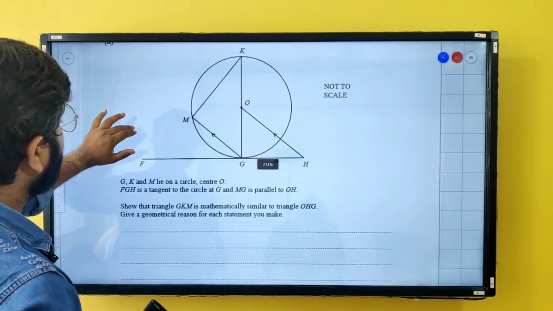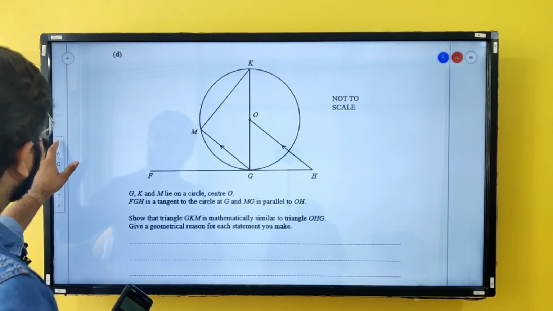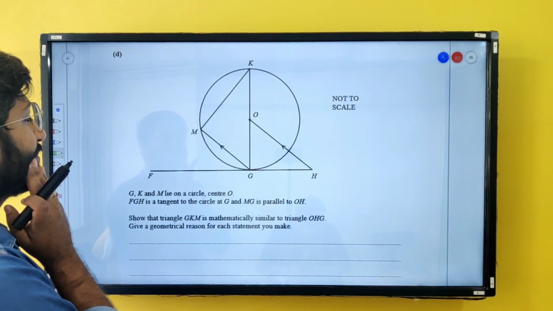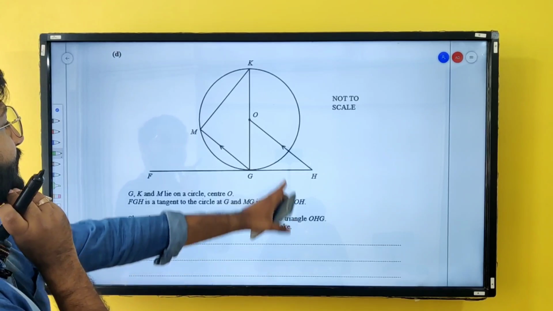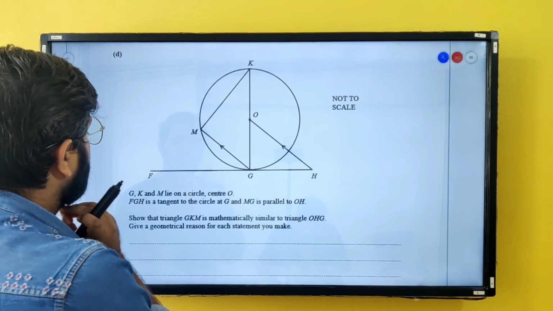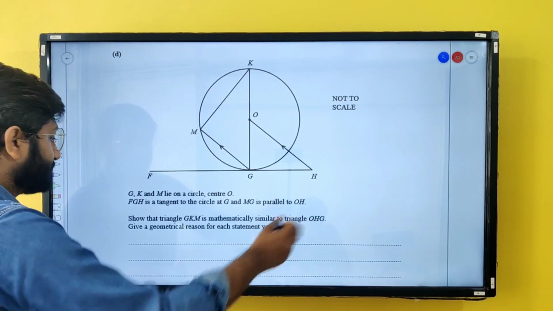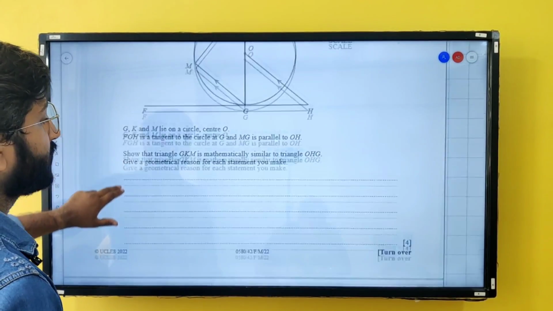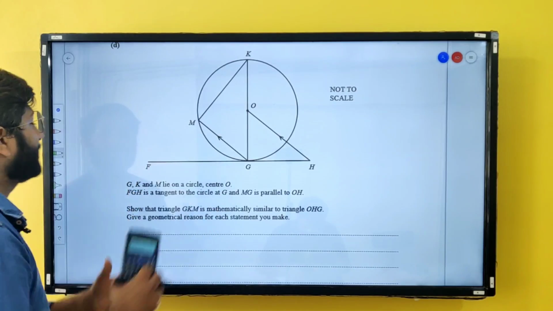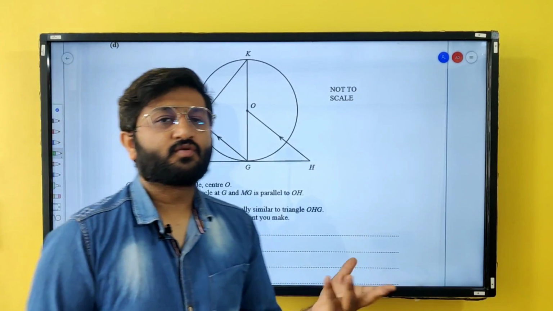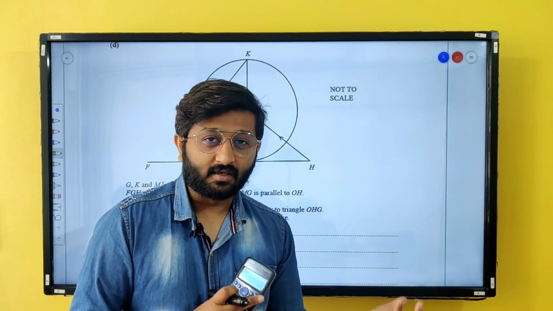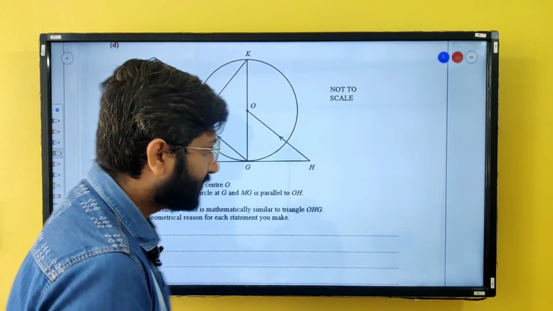Next, G, K and M lie on a circle with center O. FGH is a tangent to the circle where MG is parallel to OH. Show that the triangles are mathematically similar. Give a geometrical reason for each statement you make. Okay, so we are supposed to show that the triangles are similar. So how to prove similarity? If two angles of a triangle are the same, then the triangles are said to be similar.